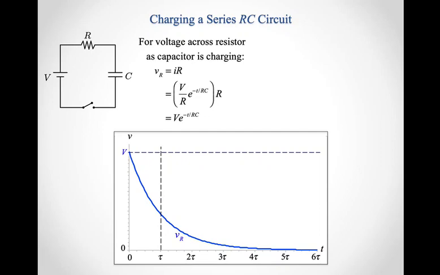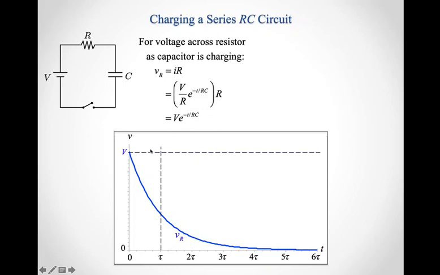Well, now that we know what's going on with the current, we can think about what's happening with the voltage across the resistor as our capacitor is charging. I calculate the voltage across the resistor as current across the resistor times the resistance of the resistor. And again, that I is what we've just calculated out, so I know what to plug in. So I've got V over R times my exponential decay term times R. The R's obviously cancel out, and so I see that the voltage across the resistor is equal to the voltage of the battery, that's big V, times this exponential decay term.